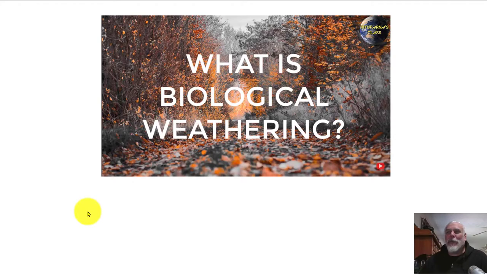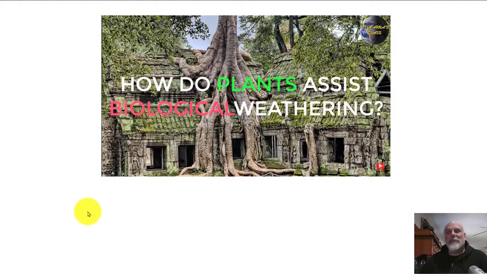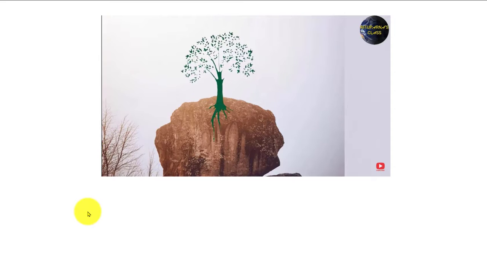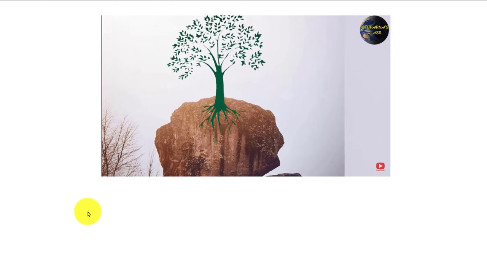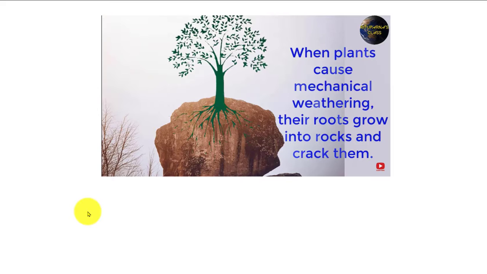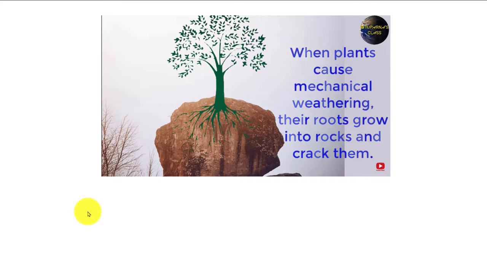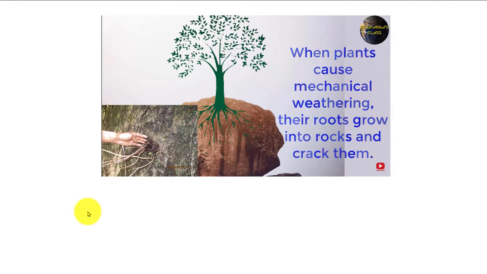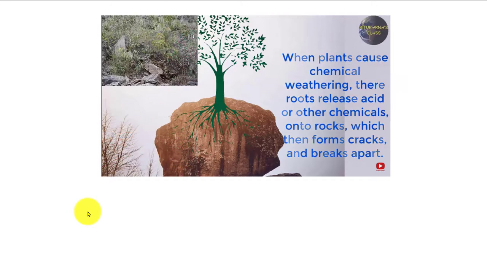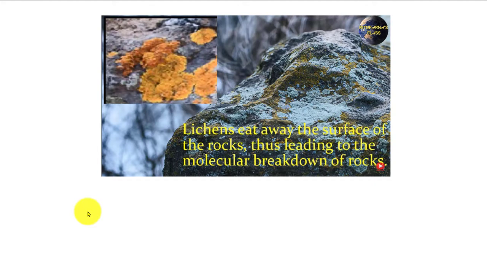What is biological weathering? How do plants assist in biological weathering? When plants cause mechanical weathering, their roots grow into rocks and crack them. When plants cause chemical weathering, their roots release acid or other chemicals onto rocks, which then forms cracks and breaks apart. For example, lichen eat away the surface of the rocks, thus leading to the molecular breakdown of the rocks.